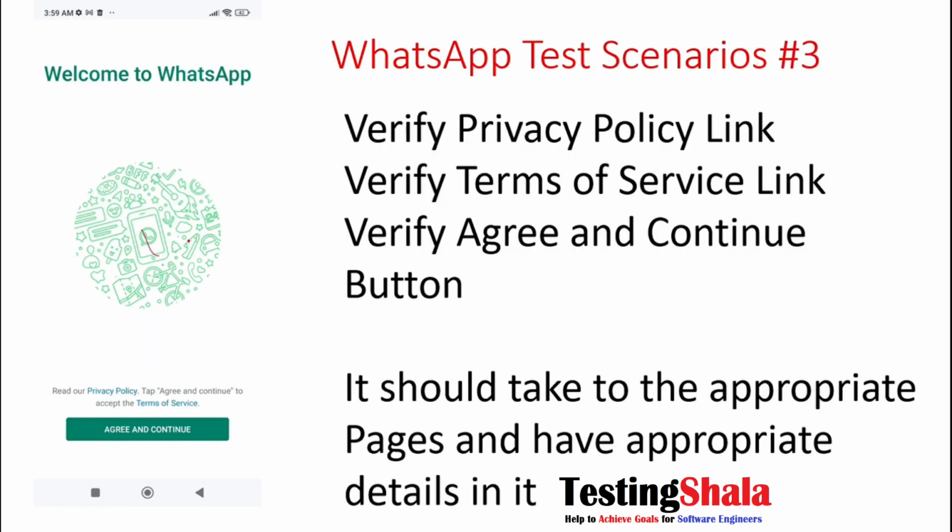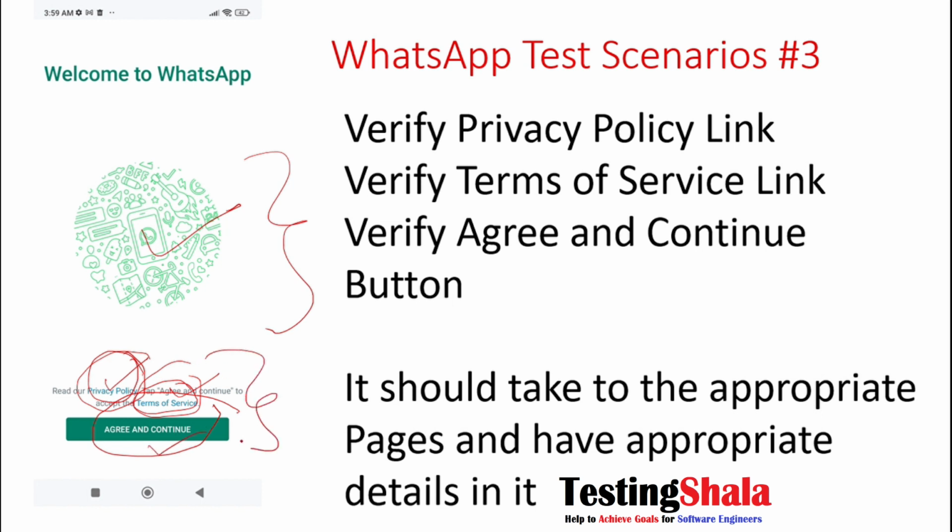Once you click on open, your application would look something like this, where there is a privacy policy link, a terms and services link, and an agree and continue button. When the user clicks on the privacy policy and terms and conditions, those conditions should pop up, and after reading them, I should be able to agree and continue. All those validations we should also make: all the links are working properly and all the buttons are working as expected. That is the validation we should make here as part of this WhatsApp testing.